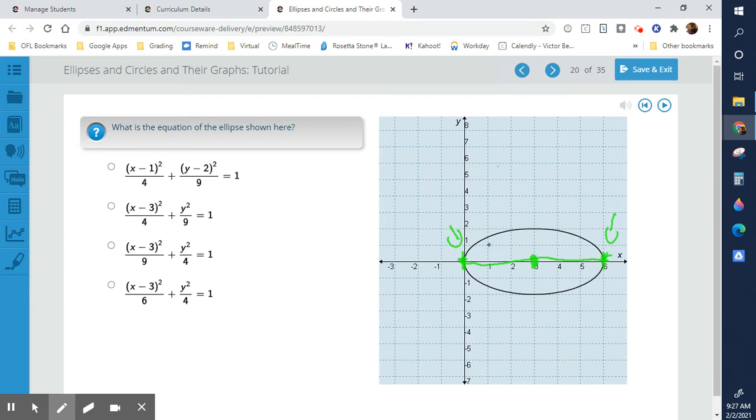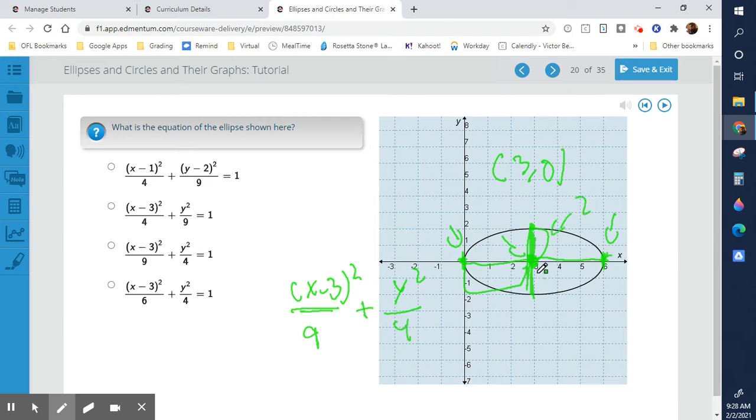So my center is 3 comma 0. And my A, because it's a horizontal ellipse, my A is going to be 3. So it's going to be 3 squared, which is 9. And then I'm going to have x minus my h squared. And I'm going to add my y minus my k. Well, there is no k, so I can just square my y over my half of my minor axes. So my minor axes is, luckily it's along the x-axis, so I can just say this distance is 2. So 2 squared would be 4.